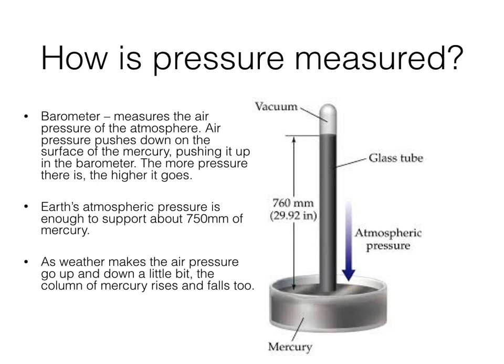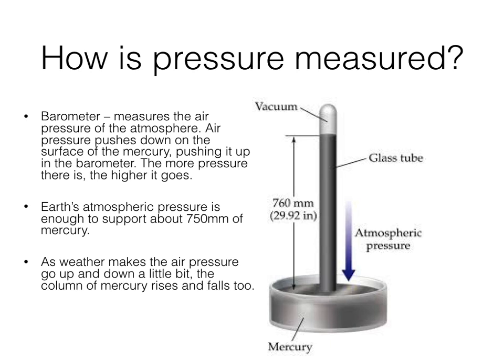So the height of the column of mercury that gets pressed up in the barometer gives us a measurement of how strong air pressure is. Earth's atmospheric pressure is strong enough to push that column up about 760 millimeters. So one measurement we use for Earth's atmospheric pressure is about 760 millimeters of mercury.